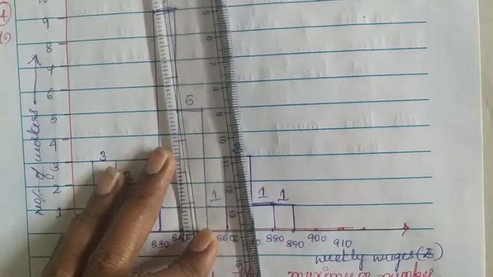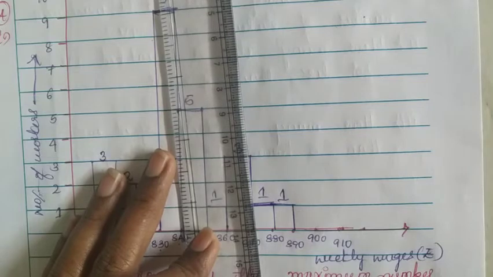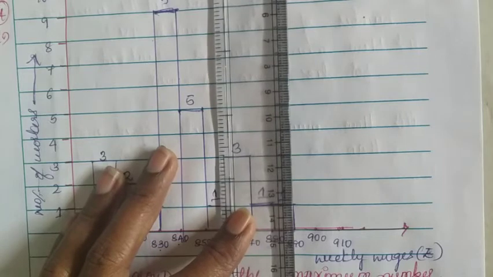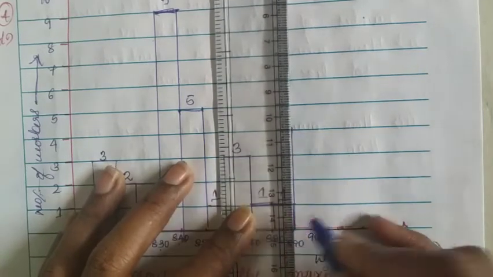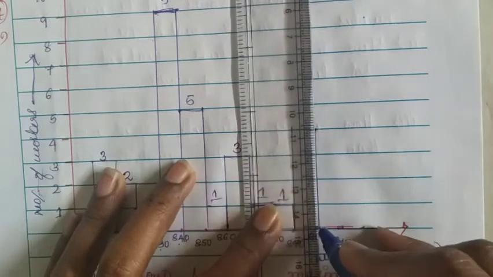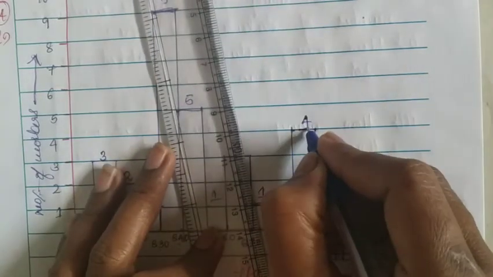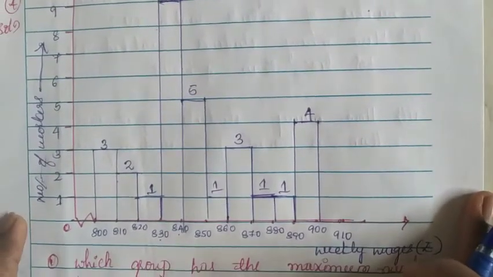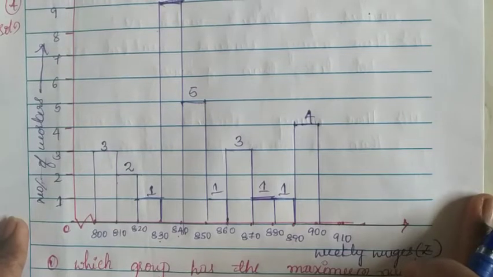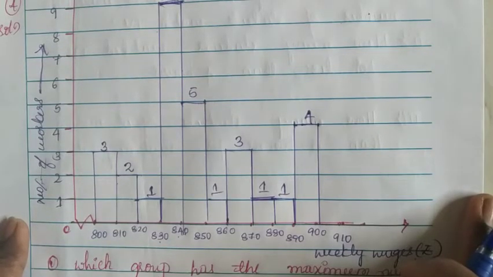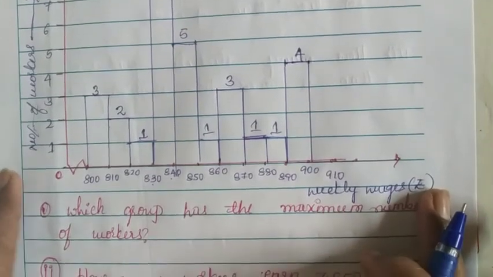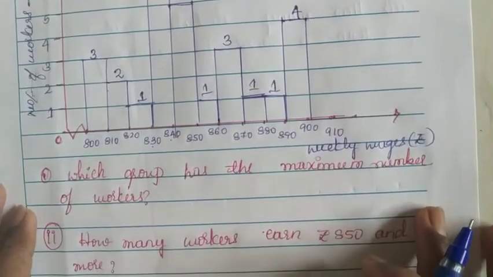The last, 890 to 900, the height of that bar is 4. That is nothing but the frequency. So let us draw the bar up to the height 4. See children, now this is the histogram for the frequency distribution table, what we got as the answer to question 3. Okay children, now let us answer the following questions by seeing this histogram.